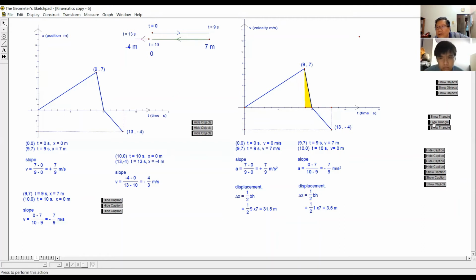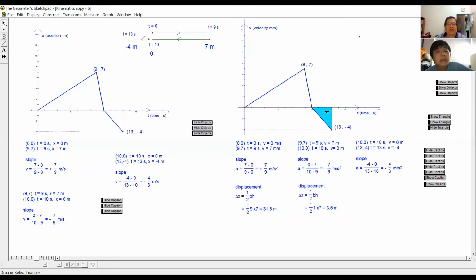Now we're going to look at the next part of the journey. This is the negative part of the journey. This part here. Yes, this part of the journey, right? This dark blue line represents the graph. The light blue area represents the difference in displacement, or you can interpret it as the distance covered.